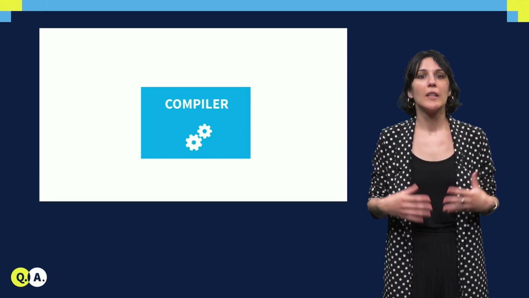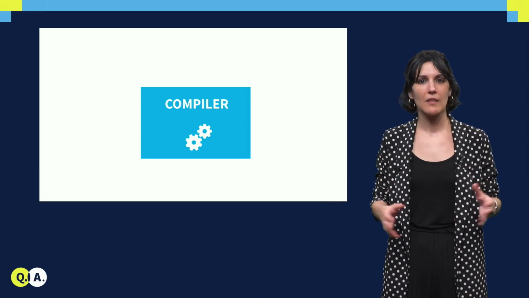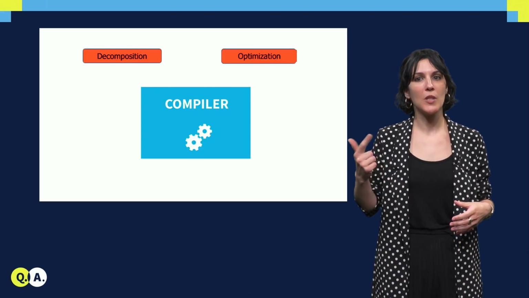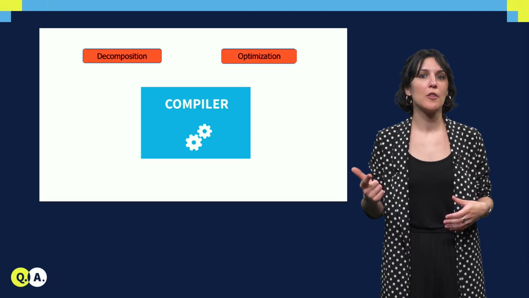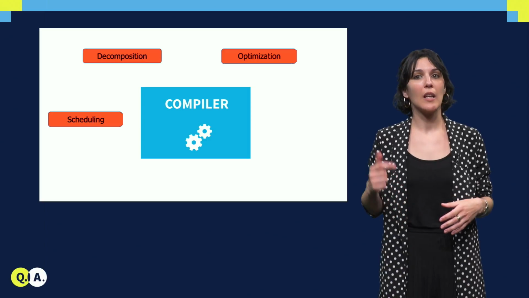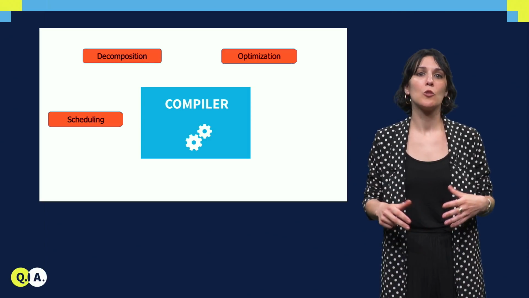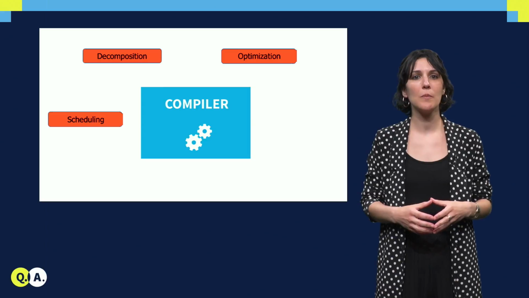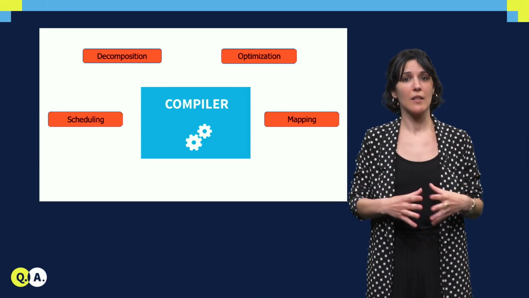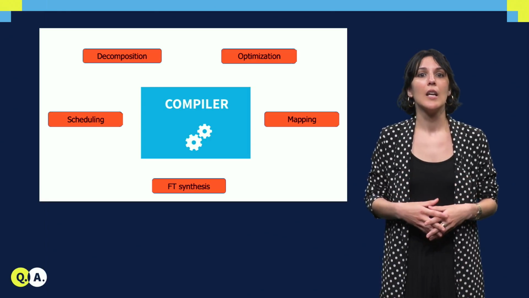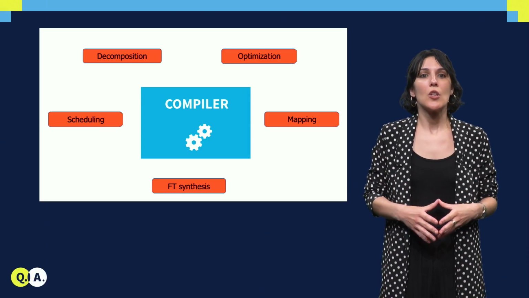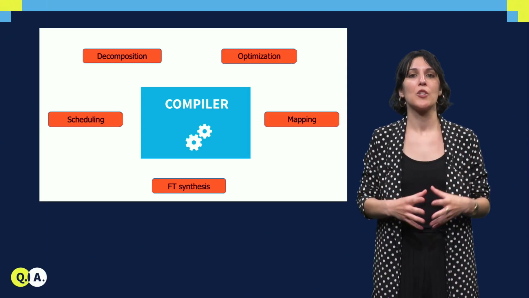To this purpose, the compiler will perform several tasks. It will decompose the quantum gates. It will optimize the quantum circuit in order to reduce, for instance, the number of qubits or the number of operations. It will schedule the operations to maximize the parallelism of the algorithm. It will map the quantum circuit so that the constraints of the chip are satisfied, and it will create a fault-tolerant version of the circuit. So let's explain all these steps by showing some examples.